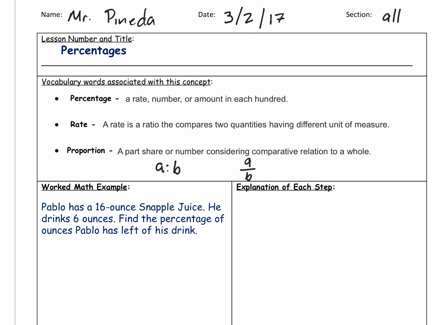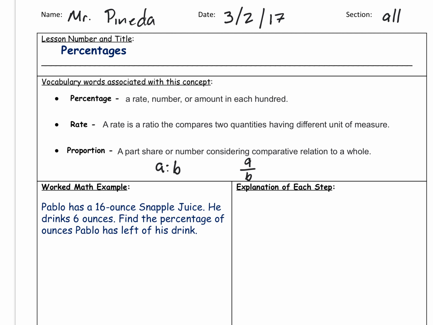Now let's read the problem. It says Pablo has a 16-ounce Snapple juice. He drank 6 ounces. Find the percentage of ounces Pablo has left in his drink. Okay, so we're not looking for how much he drank, but how much he has left.